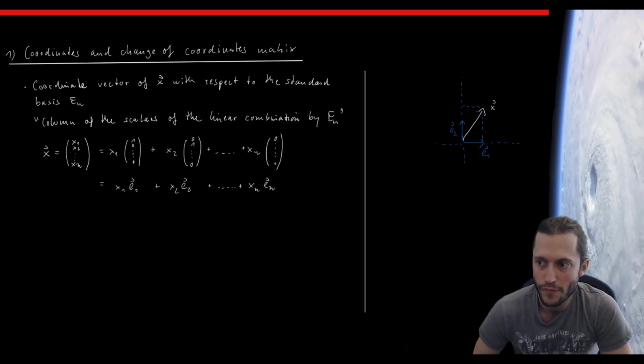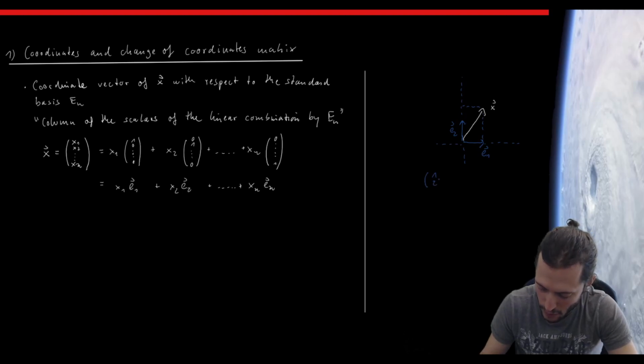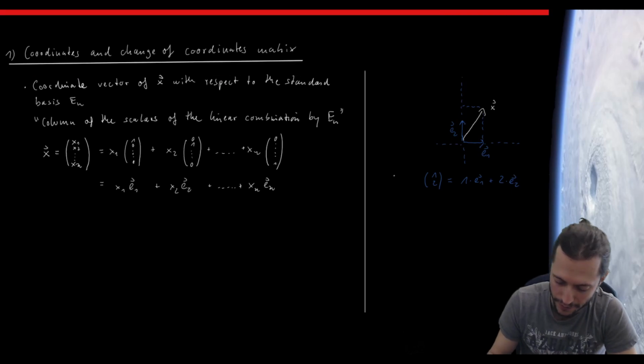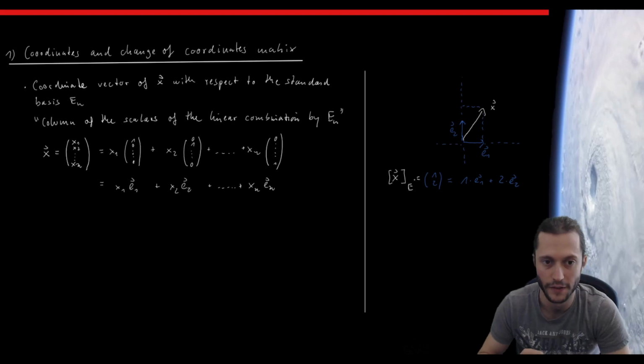But if we write 1, 2, 1 times e1 plus 2 times e2, we actually expressed x in its coordinates with respect to the basis e.